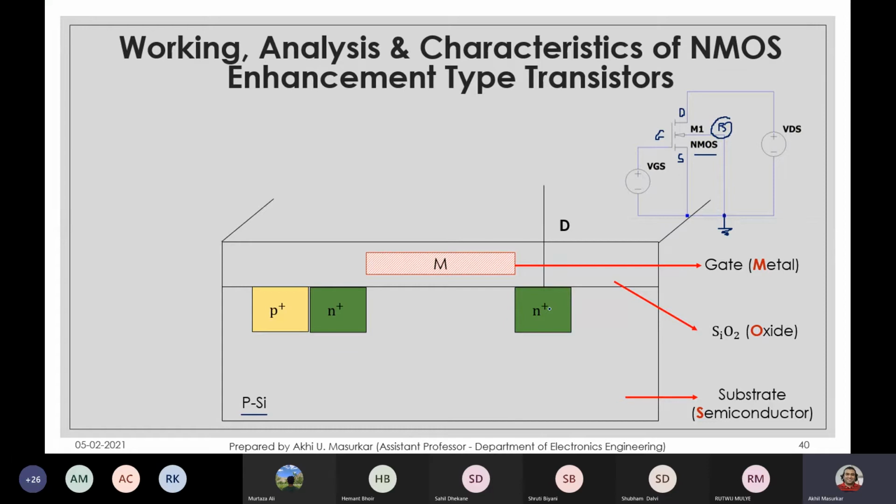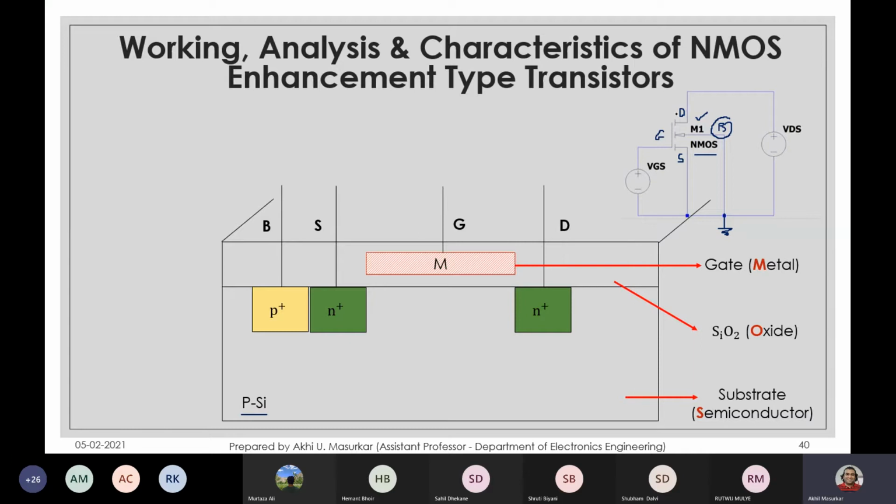This is called the drain. This is called the gate. This is the source, and this is the body. So you all should first reach this particular structure, and then we can say that we have built M1.